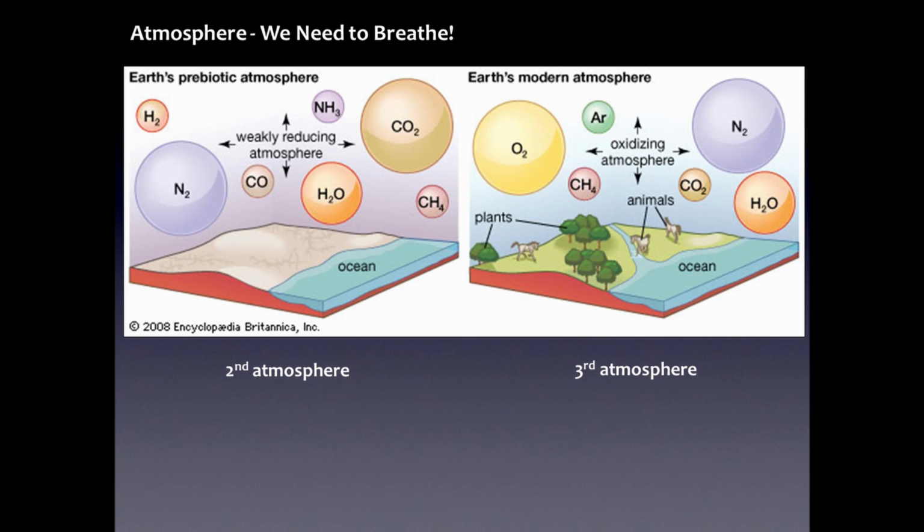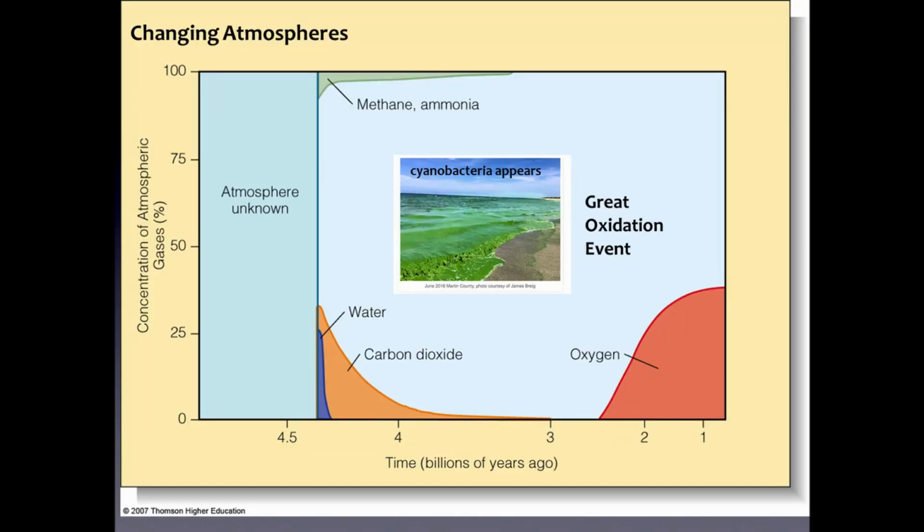So what was the driving factor that led the Earth to go from the second atmosphere, something that we couldn't live in or survive in, to the third atmosphere? We'll take a look at that in the next slide. What happened to go from the second atmosphere to the third atmosphere is something that geologists call the Great Oxidation Event. At some point in Earth history, there was the presence of cyanobacteria.